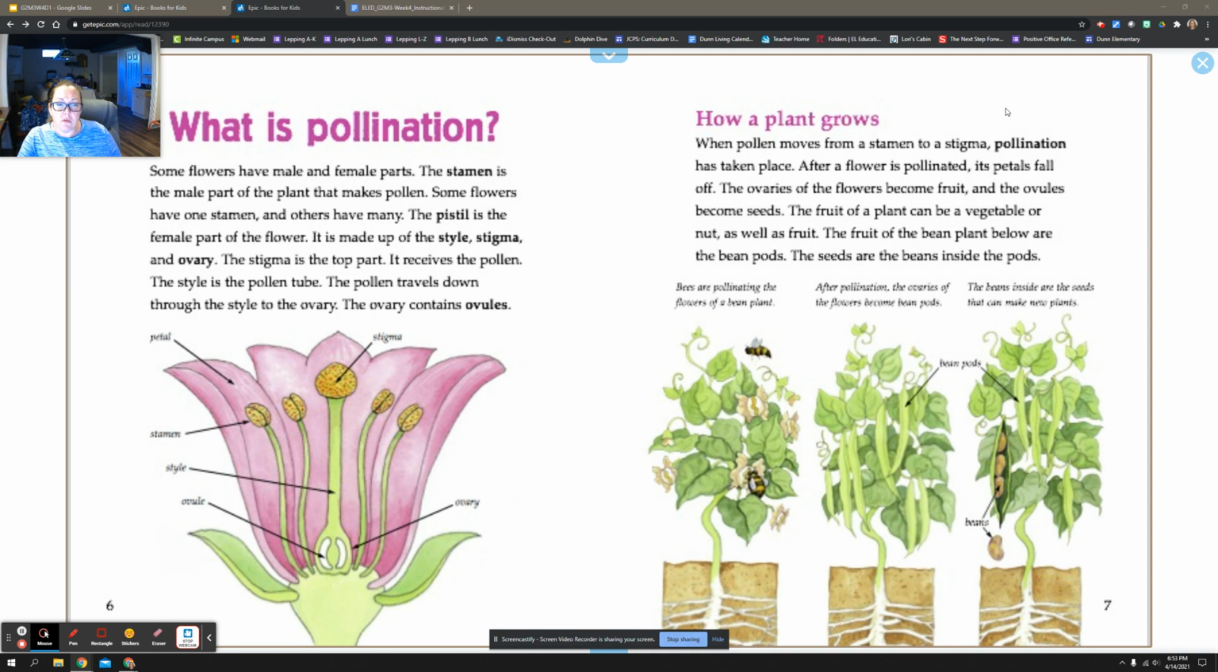How a plant grows. When pollen moves from stamen to a stigma, pollination has taken place. After a flower is pollinated, its petals fall off. The ovaries of the flowers become fruit and the ovules become seeds. The fruit of a plant can be a vegetable or nut as well as fruit. The fruit of the bean plant below are the bean pods. The seeds are the beans inside the pods. And we planted some beans, didn't we, in our class sprouters. So we're going to watch as those become plants.